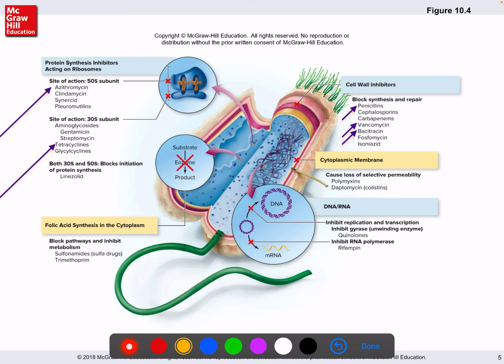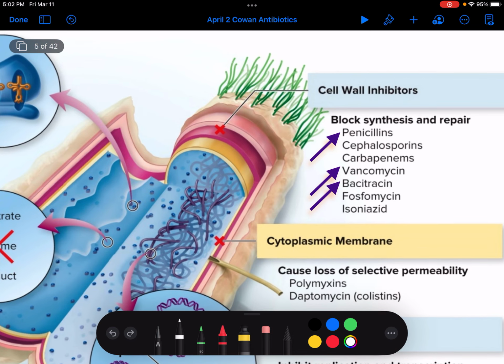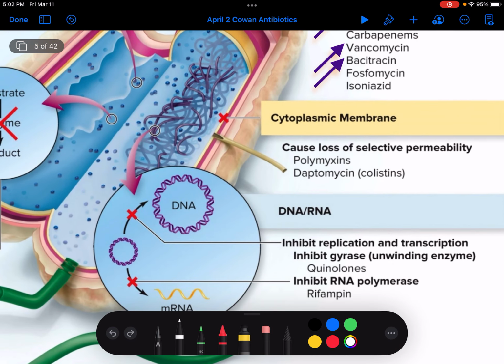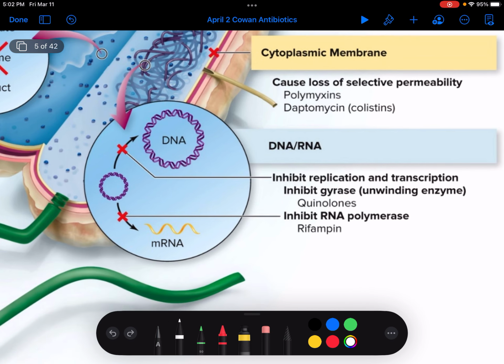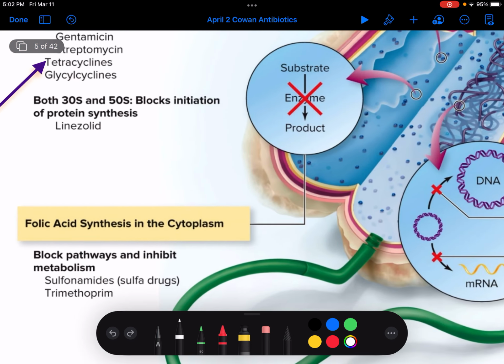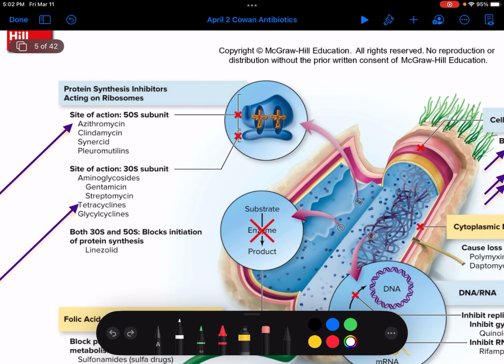So this is a nice image that shows us all kinds of different targets for different antibiotics in the cell. You could come back and look at this in a little bit, but you'll see that we do see cell wall inhibitors, membrane inhibitors, DNA and RNA replication inhibitors, and then we also see the inhibitors for translation.